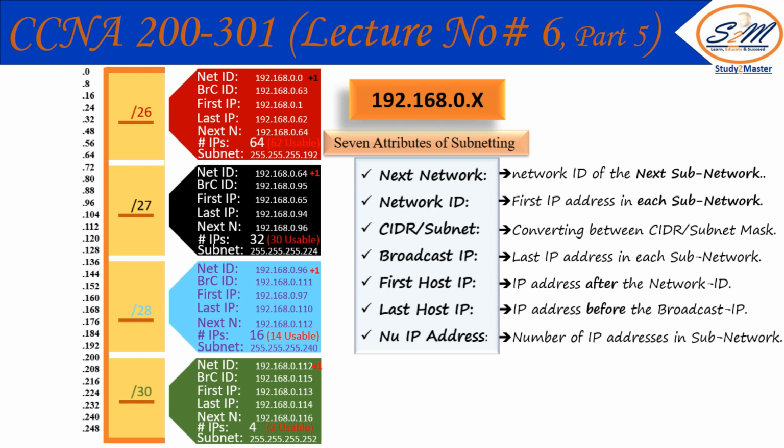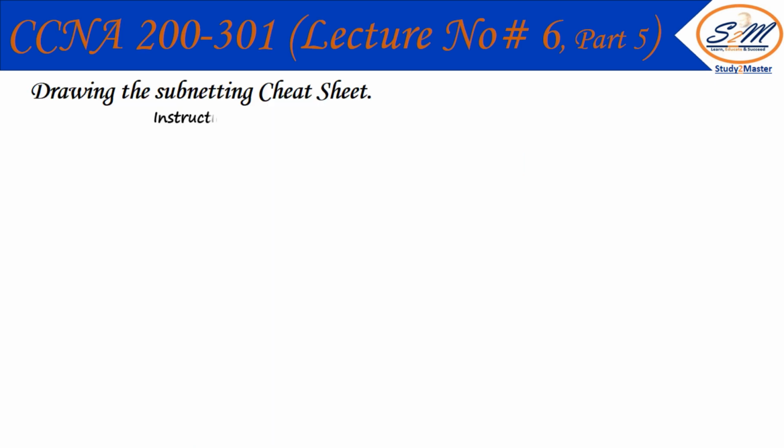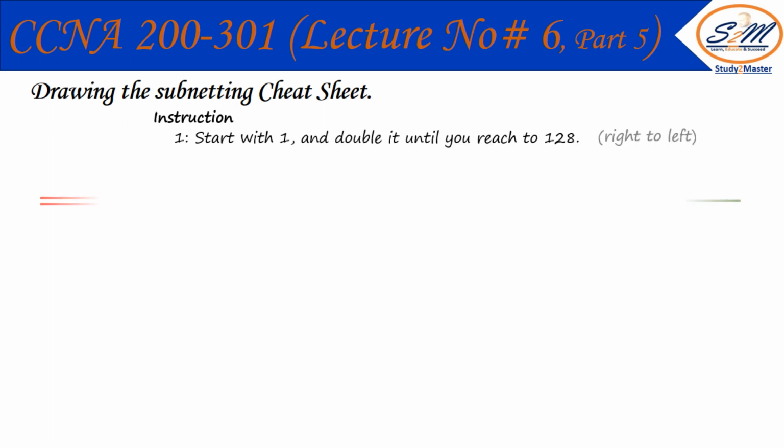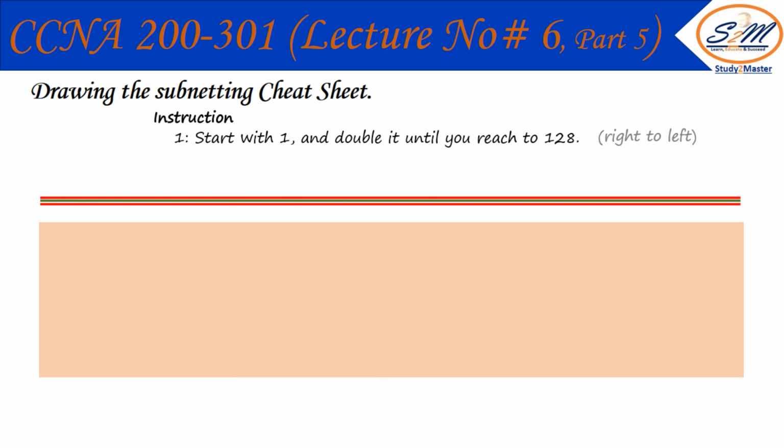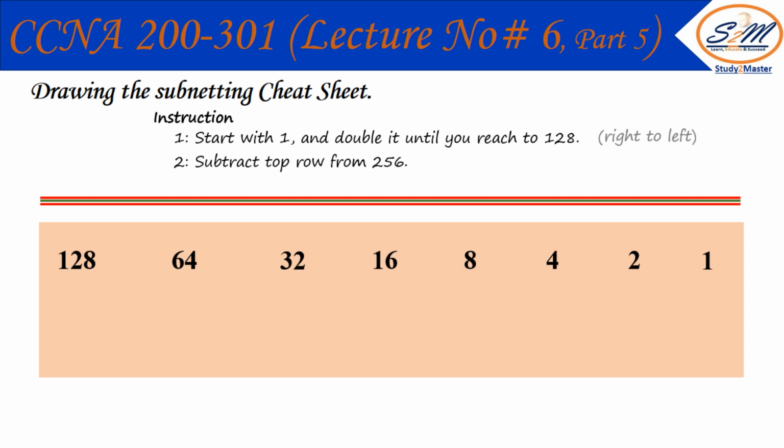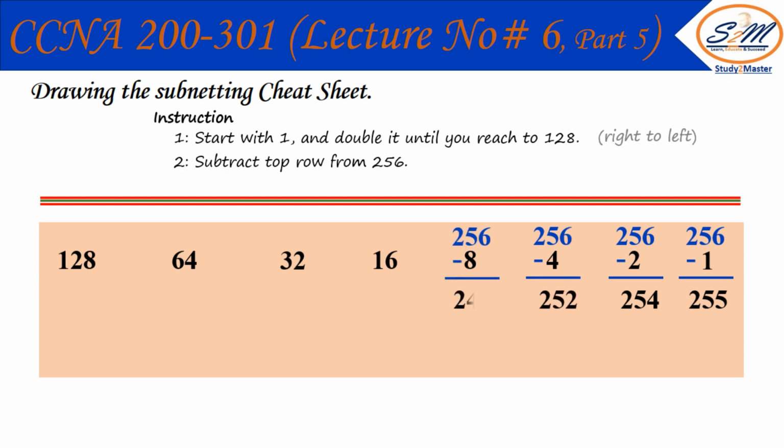So now let's jump in and answer some subnetting questions, and see how to draw a cheat sheet. Start with 1 and double it until you reach 128. The rule is from right to left: 1, 2, 4, 8, 16, 32, 64, 128. Now subtract the top row from 256. 256 minus 1 is 255. 256 minus 2 is 254. 256 minus 4 is 252, and so on.